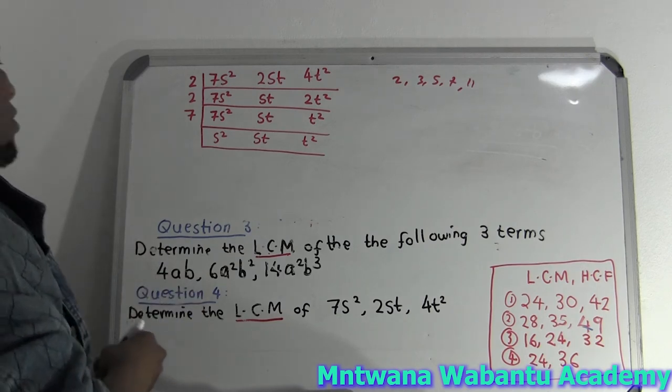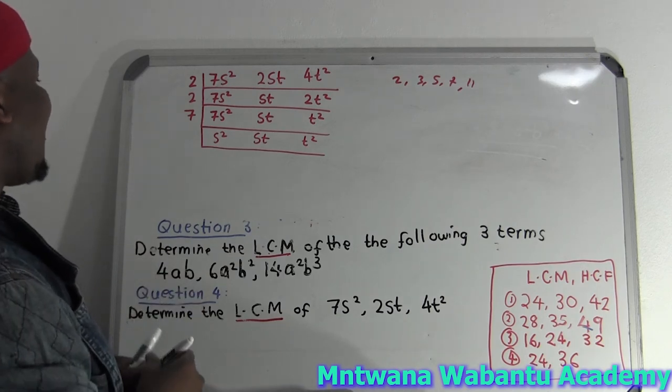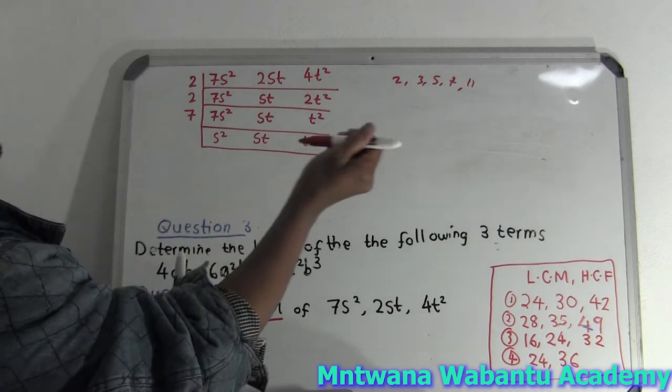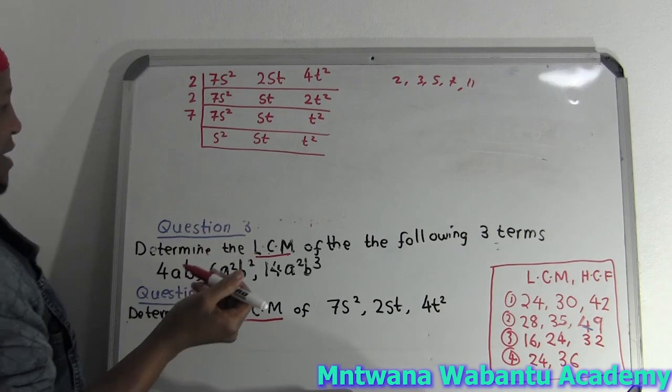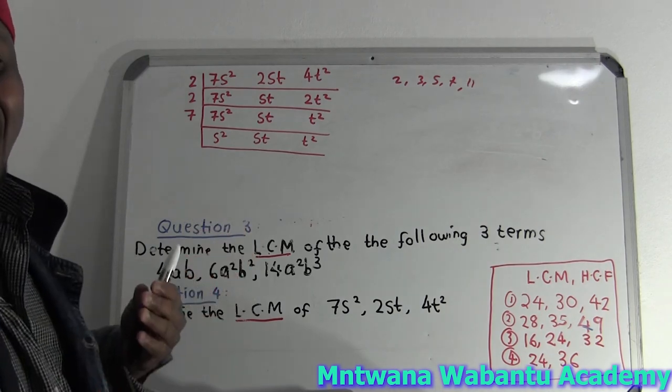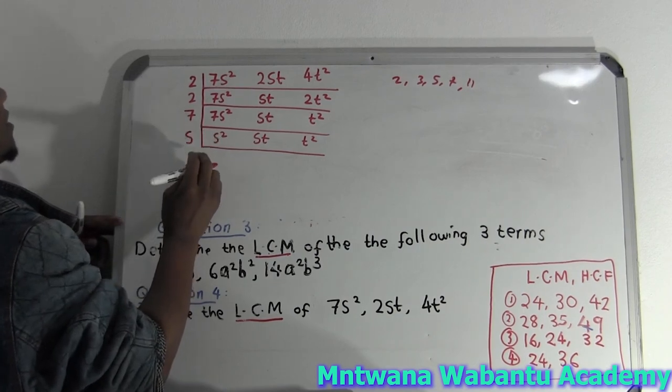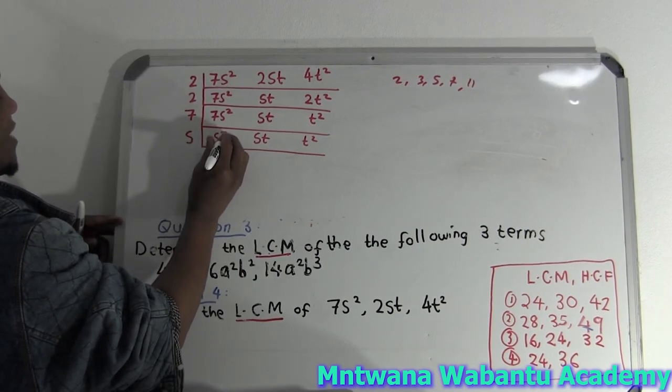Now we go for the next one. After 7, which one now? Which letter? We can go alphabetical, because now we're only left with letters. Let me go alphabetical. So I'm going to go with s first. If I take one s here, there's s squared, right?